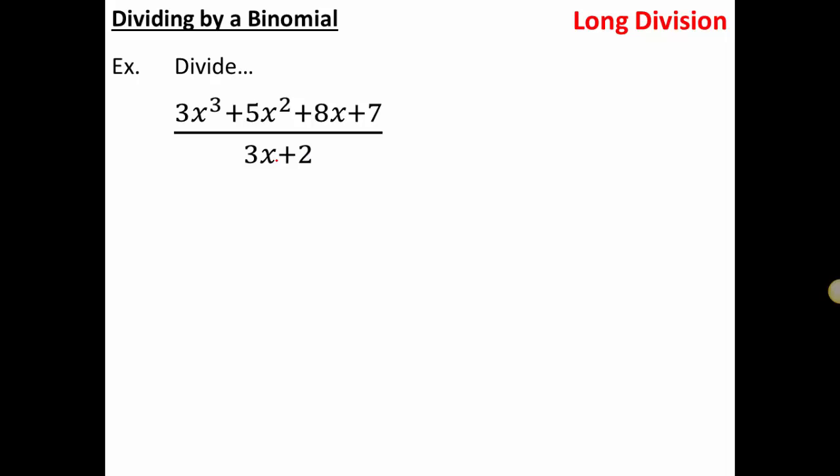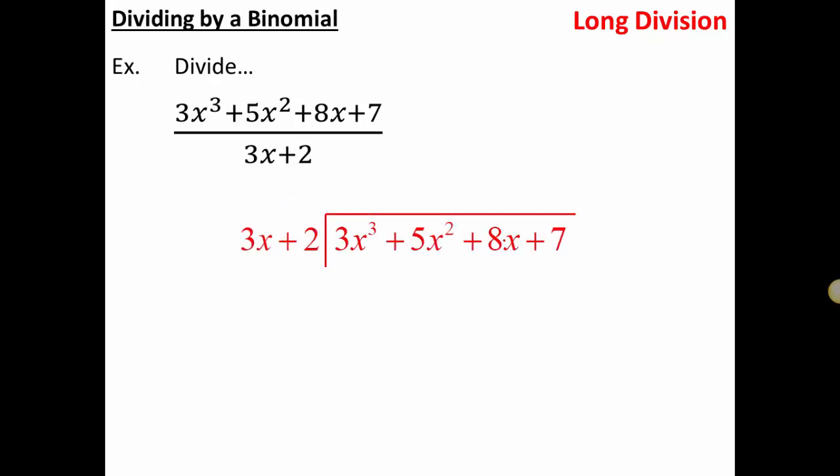So breaking this up into separate fractions is not going to help us because I would have 3x cubed over 3x plus 2, 5x squared over 3x plus 2, 8x over 3x plus 2, 7 over 3x plus 2. There's really nothing I could do from that point forward because I have more than just a single term in the denominator. So when I have more than a single term, I need to use some sort of advanced division algorithm. So using my long division algorithm that we just reviewed, I'll set up my division bar. 3x plus 2 goes on the outside, 3x cubed plus 5x squared plus 8x plus 7 goes on the inside.